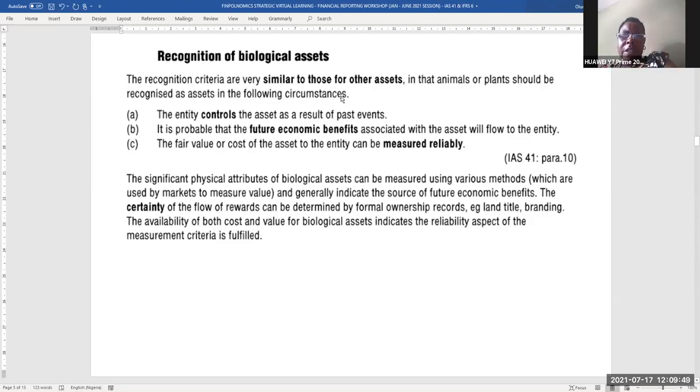IAS 41, paragraph 10. The significant physical attributes of biological assets can be measured using various methods, which are used by markets to measure value and generally indicate the source of future economic benefits. The certainty of the flow of rewards can be determined by former ownership records, e.g., land title, branding. The availability of both cost and value for biological assets indicates the reliability aspect of the measurement criteria is fulfilled.